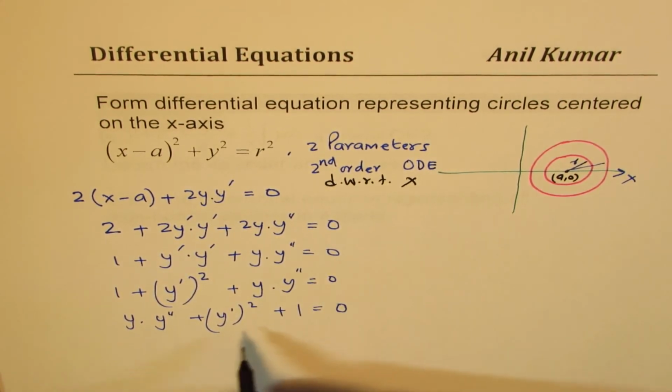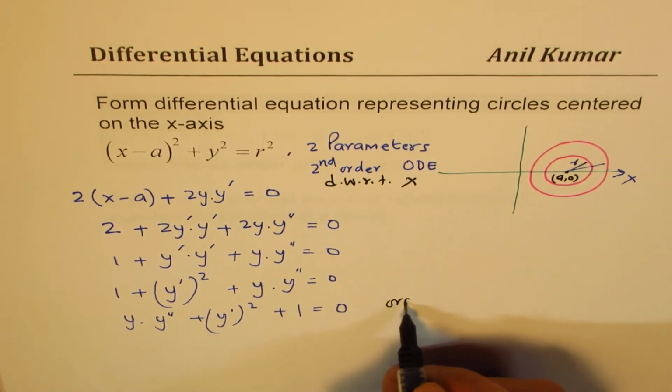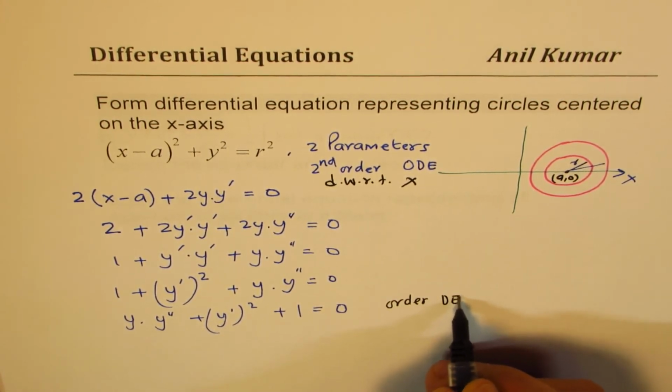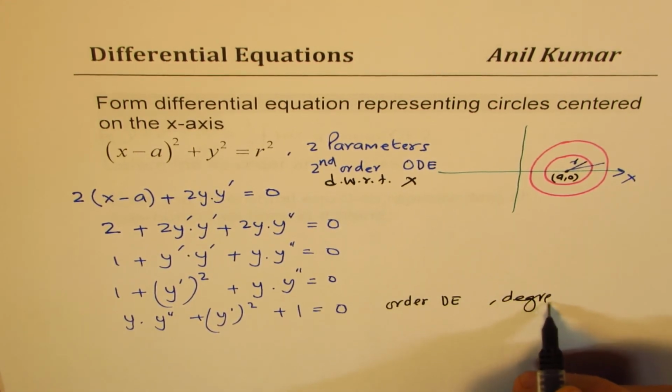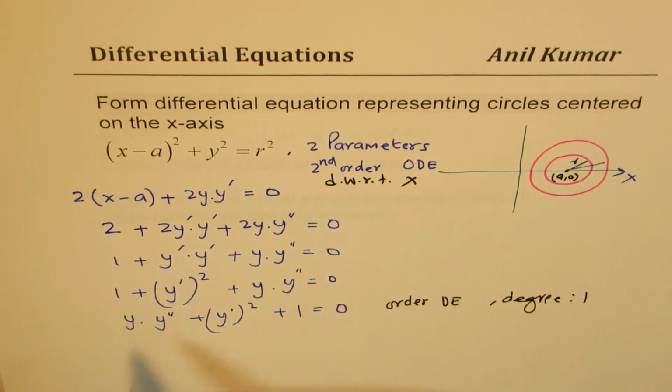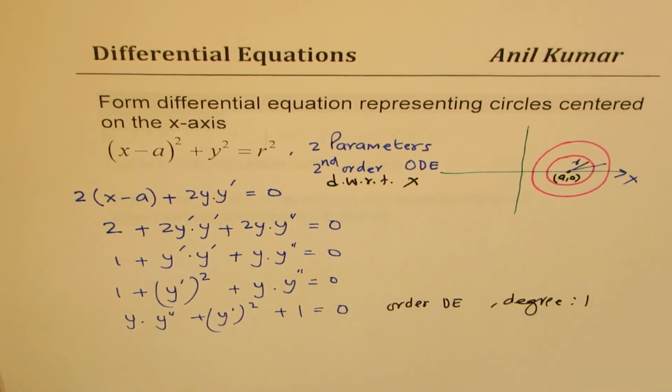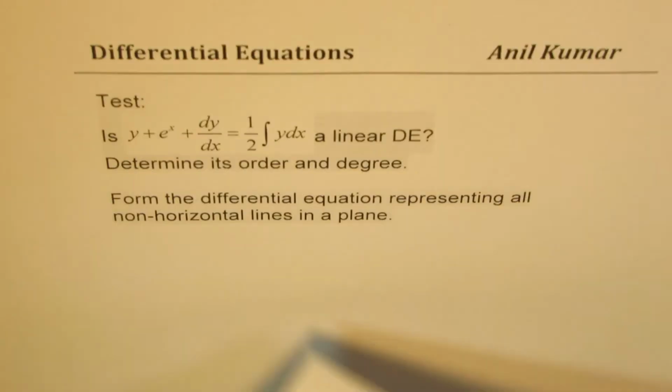So as expected, we get order 2, right? Differential equation. And what is the degree? Degree is 1, right? Since the exponent of the second derivative is 1, correct? So those are all the questions.